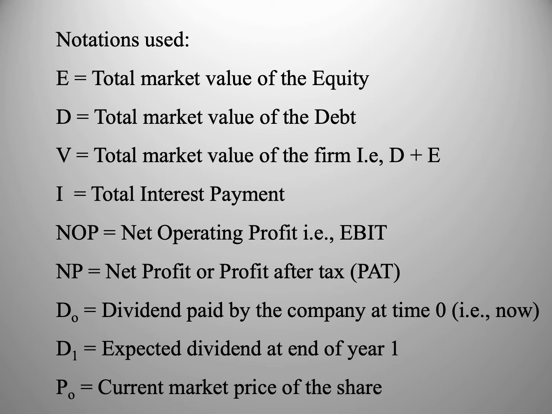I stands for total interest payment. NOP is net operating profit, that is also called EBIT, earnings before interest and tax. NP, net profit or profit after tax, this is PAT. D0 means the dividend that the company has paid at time 0. 0 means at the present time, means it is the current time. Then D1 means the expected dividend at the end of year 1. P0, current price of the share. Current price means the price of the share that is existing.